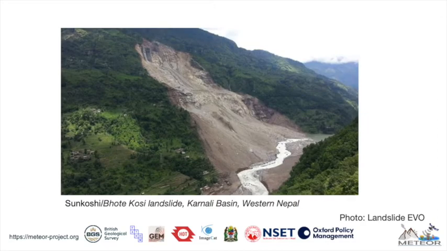Just like in the previous slide, this landslide has blocked the river. This is the Sunkoshi landslide, which occurred in August 2014. And what I put this in for is I wanted to highlight the fact that sometimes an event can lead to a cascade of hazards.